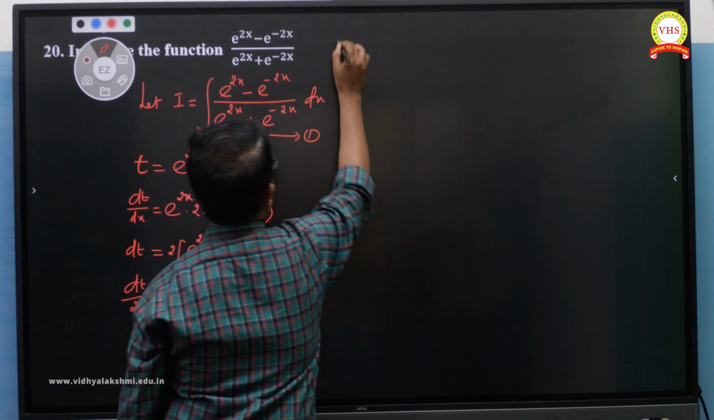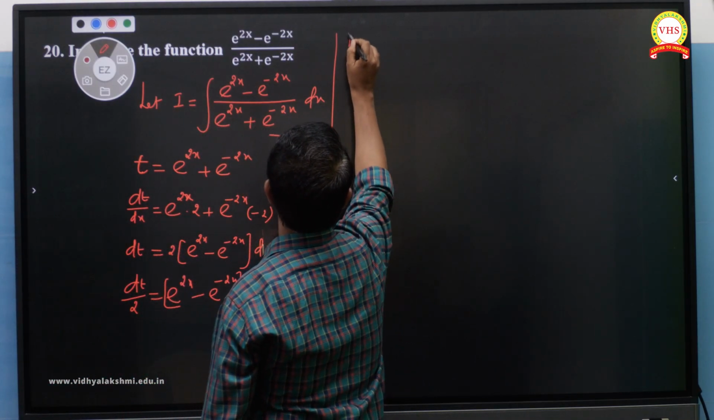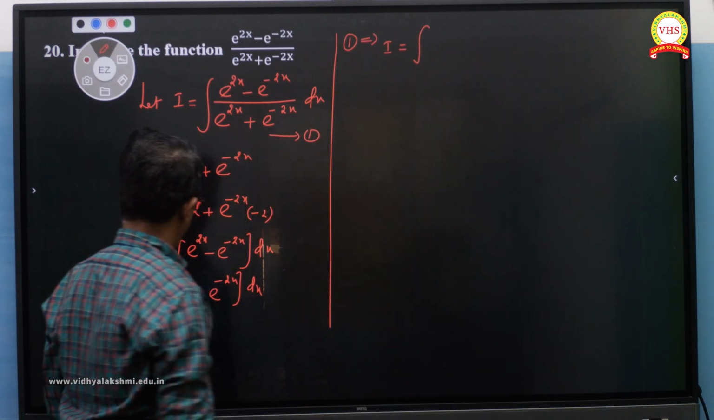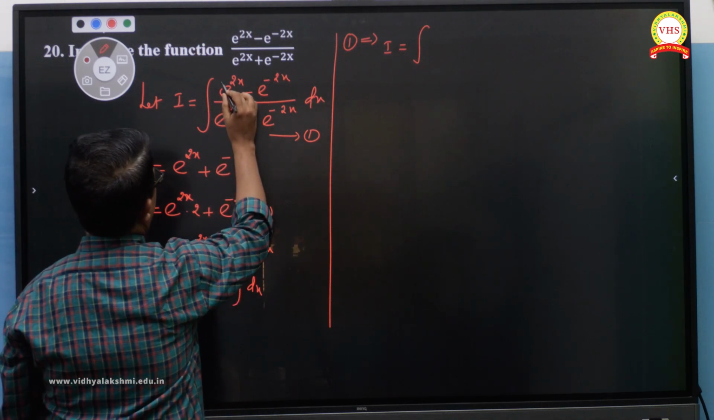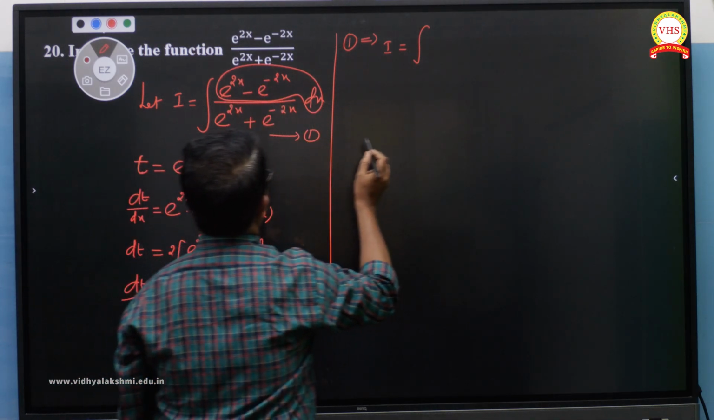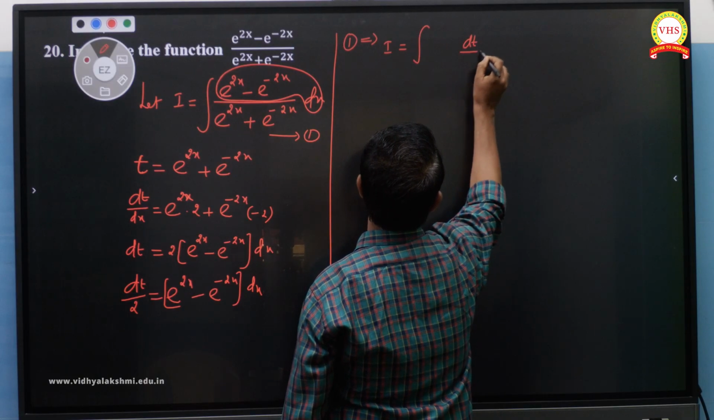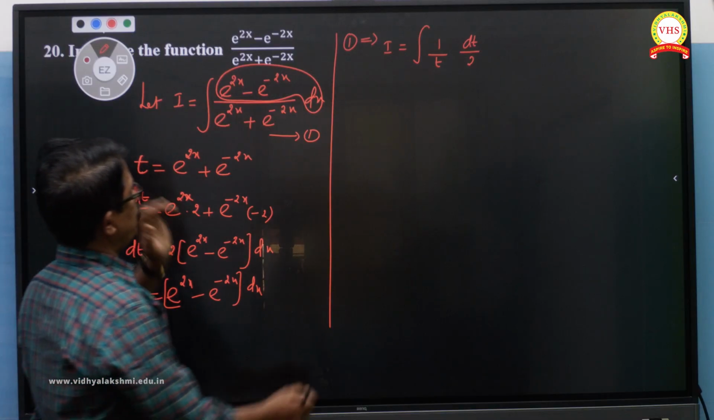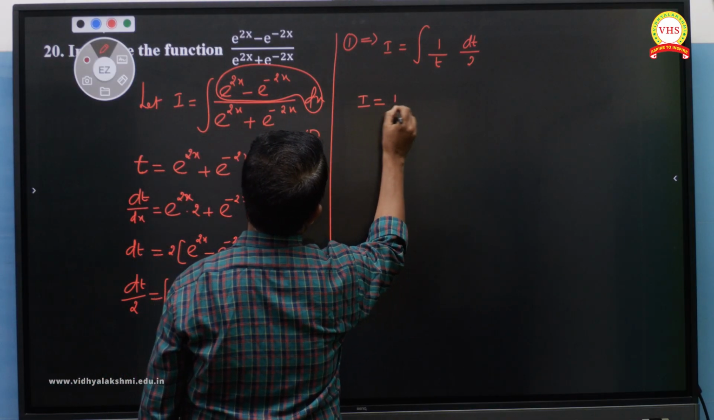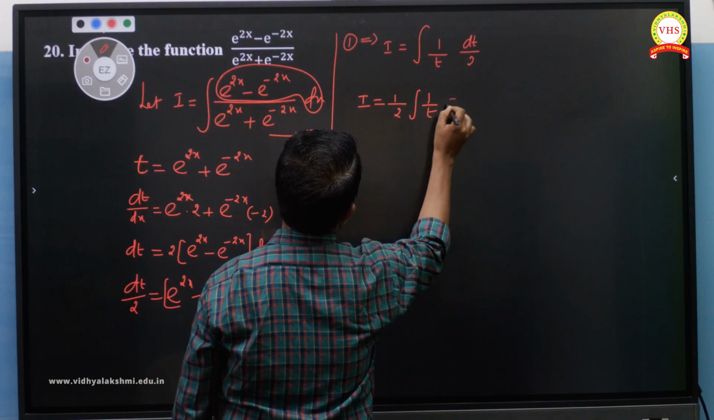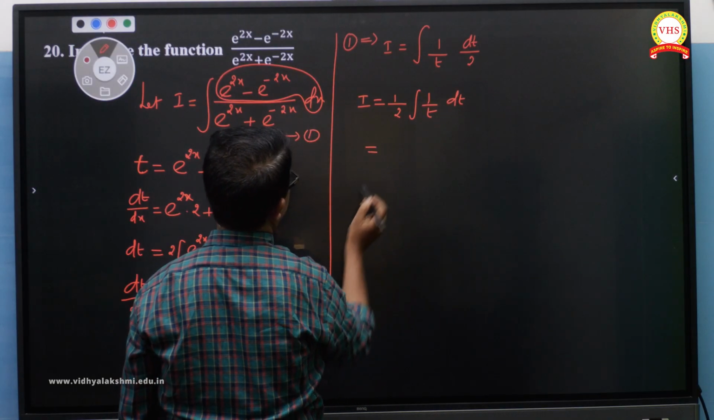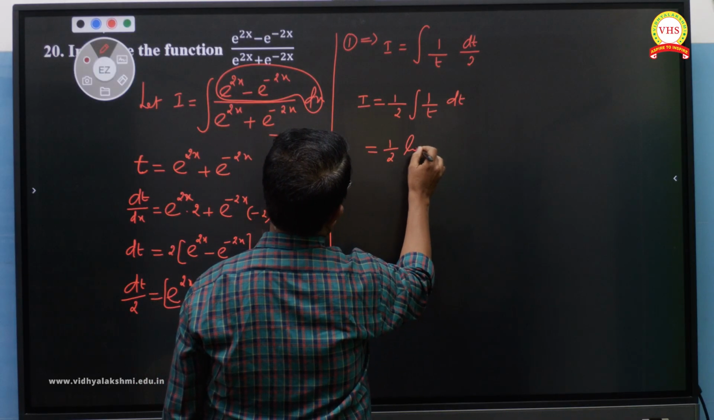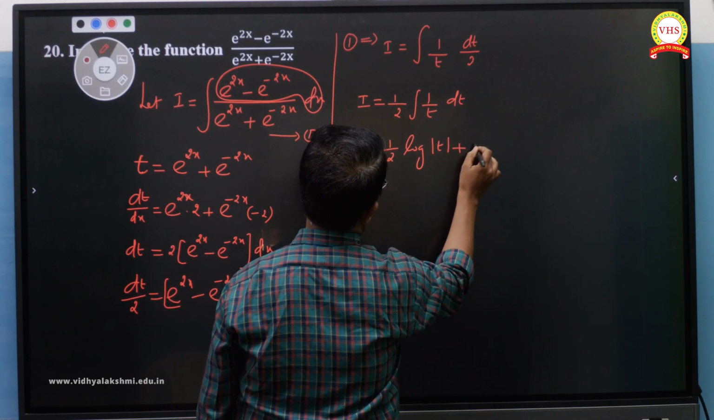Now equation 1 becomes, what does I become? I equals the integral of dt by 2, the numerator including dx, over t. That is dt by 2 times 1 by t. Now the 1 by 2 is taken outside: the integral of 1 by t dt. The value here is 1 by 2 times log t plus c.